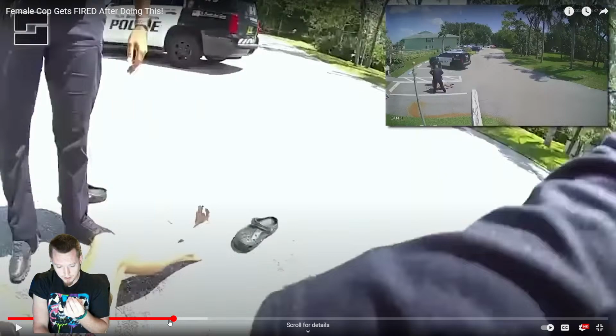I do have my opinions about female cops. My opinion about female cops is that 90% of them shouldn't be cops. I don't know if it's because they're a woman, or I don't know if it's because most of them are weaker than men.